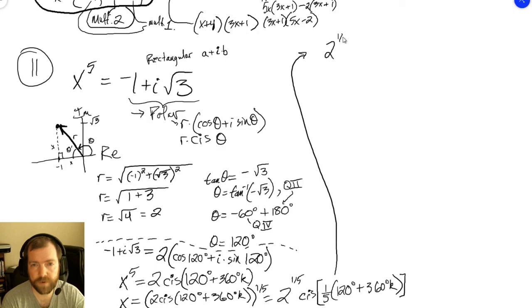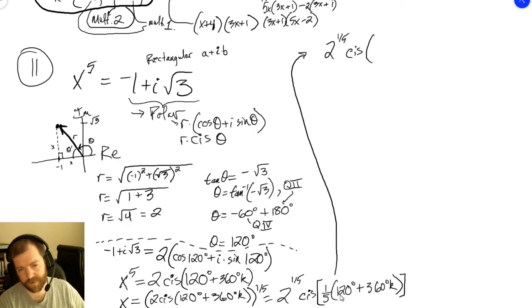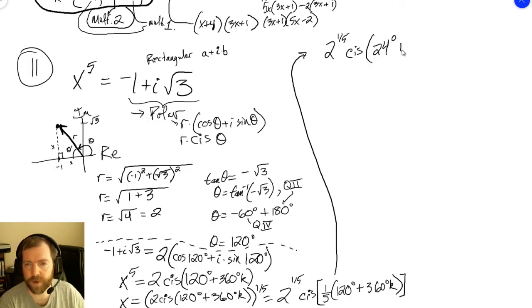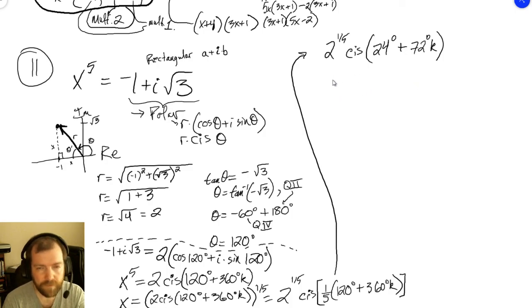So 2 to the 1/5, the 5th root of 2, times the cis of 120 divided by 5 is going to be 24, 2 left over 4. Should have known. All right. 24 degrees plus 360 divided by 5 is 72 degrees for K. These are our solutions.